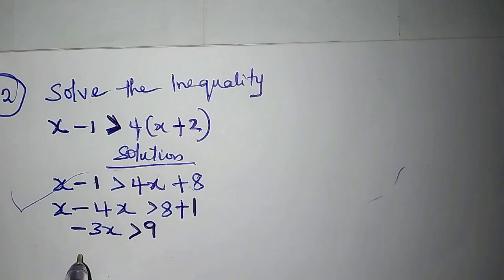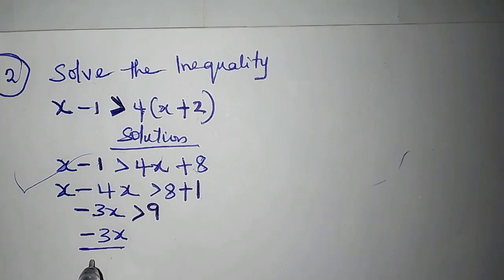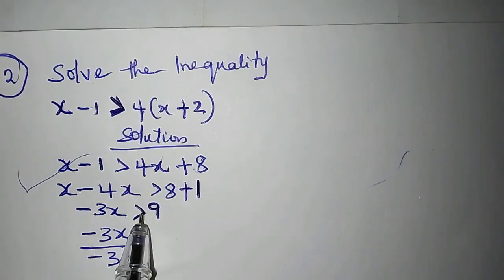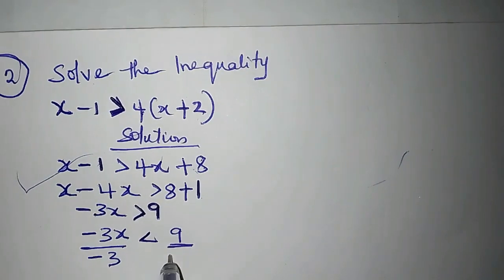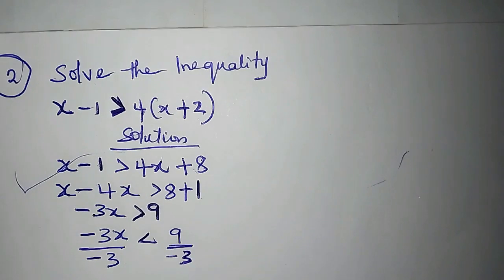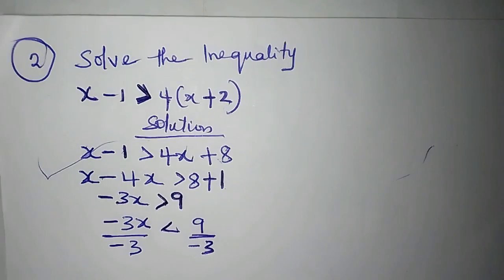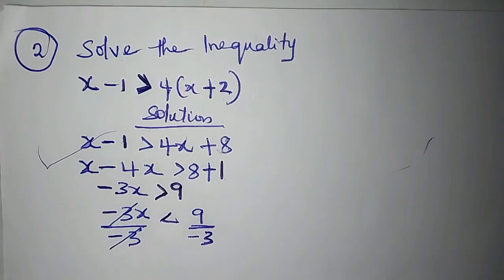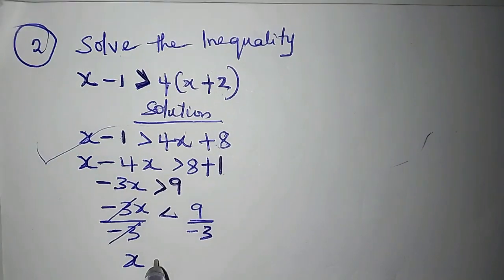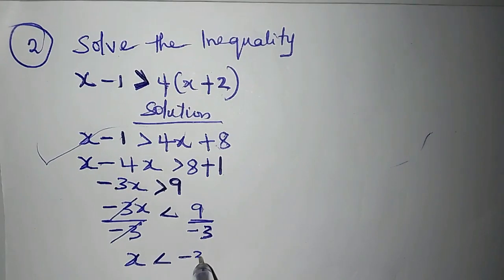So we have minus 3x over minus 3. Instead of greater than, it will now be less than 9 over minus 3. So take note, when dividing an inequality by a negative number, the sense of the inequality is reversed. Minus 3 cancels minus 3. Of course, we have x less than 9 divided by minus 3, which is minus 3.